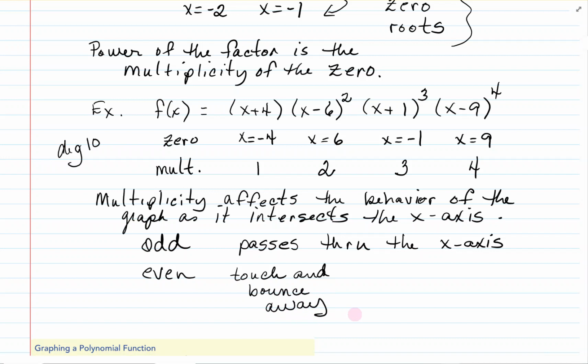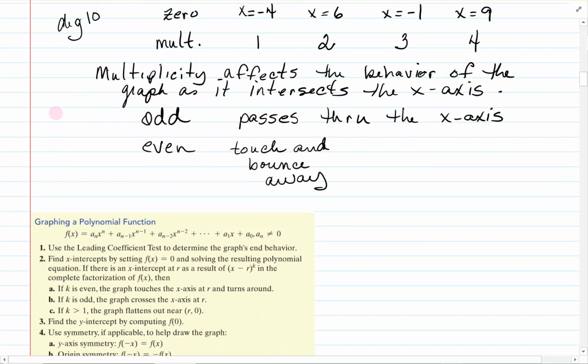The greater the odd number, it's still going to pass through, but it's going to flatten out or linger around the x-axis as it passes through. Even does the same thing. It's going to touch and bounce away. If it came from above, it's going to touch and bounce back up. If it is multiplicity 2, then it will look a little different than if it's multiplicity 4. I'm going to discuss that more when we look at examples.